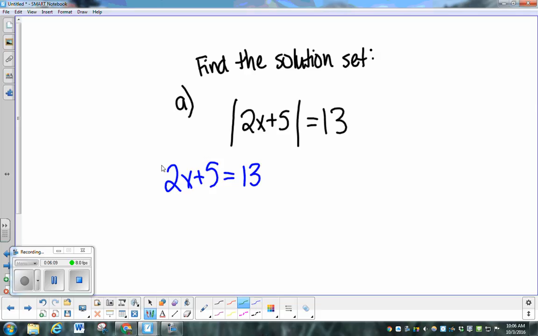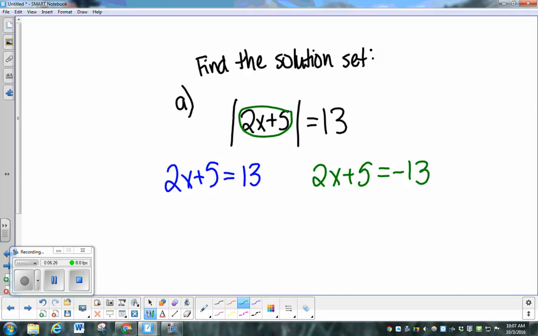But now, this stuff in here, the 2x plus 5, what else could it equal, and the absolute value of it would still equal positive 13, yeah? It could equal negative 13. So there's another thing that could happen. 2x plus 5 might equal negative 13.